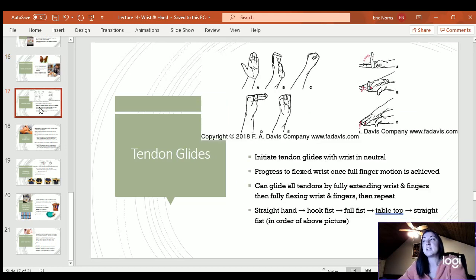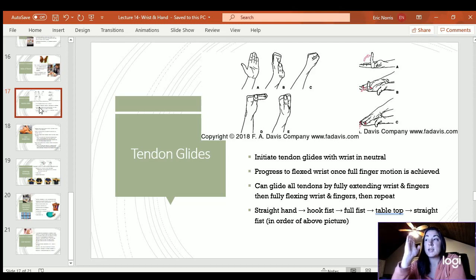Okay, so our tendon glides, we talked about, there's very specific positions, and if you can't remember them at all, one thing you can remember is straighten the hand all the way and then slowly flex it all the way, and that really can glide the entire tendons. But ideally, you'll memorize straight hand, hook fist, full fist, tabletop, the finger straight, and then straight fist. And that glides each individual tendon.